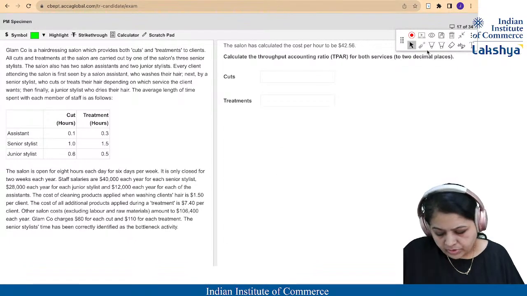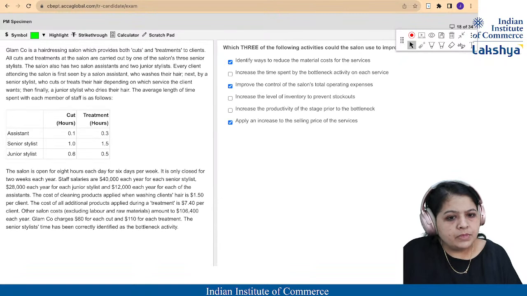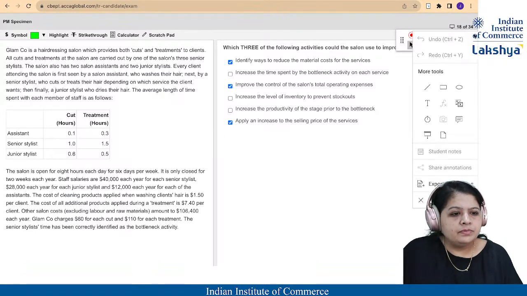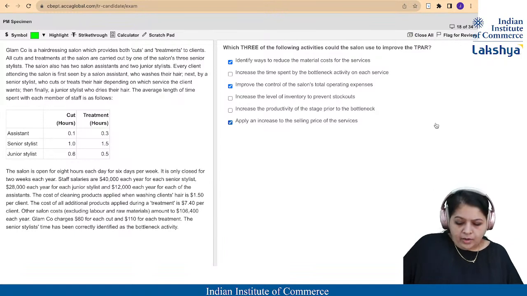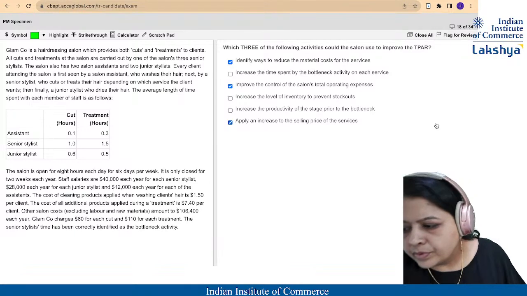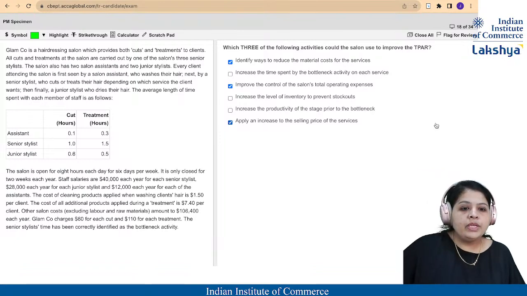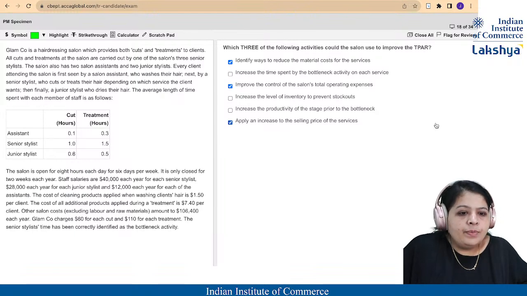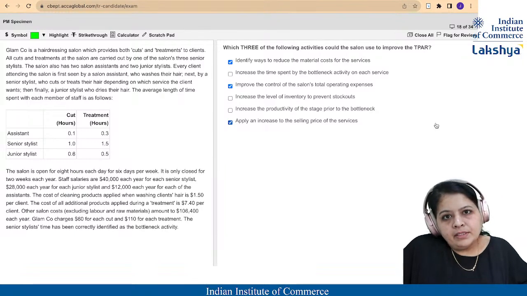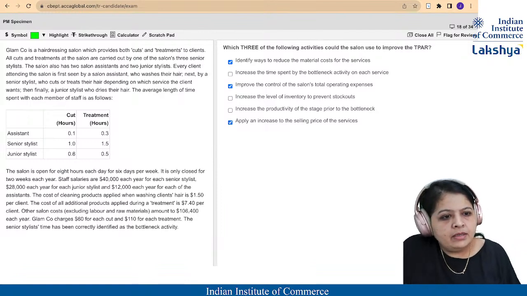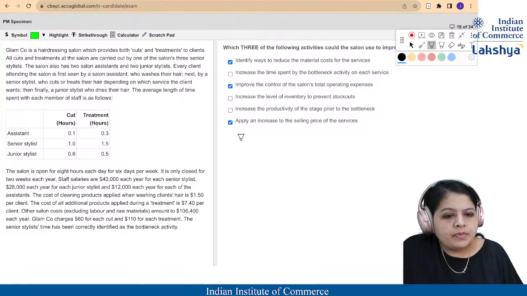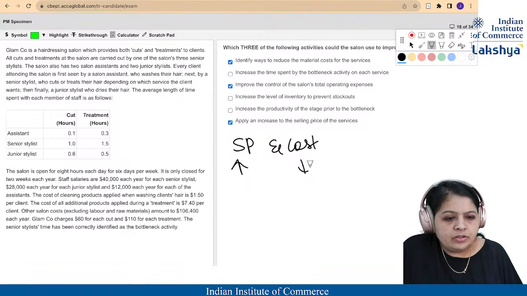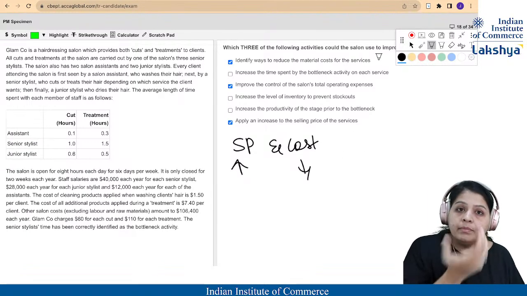Let's jump into the next question, which happens to be a theory question. How can the TPAR be improved? Normally TPAR is improved if the cost is reduced, the operating expense is reduced, or the selling price is increased, right? Because for TPAR, the important things that are required is selling price and cost. So if the selling price increases or the cost decreases, TPAR will be better.